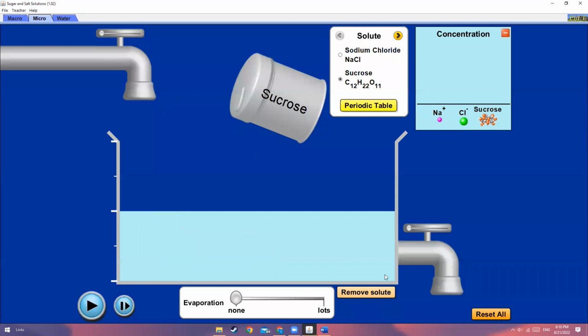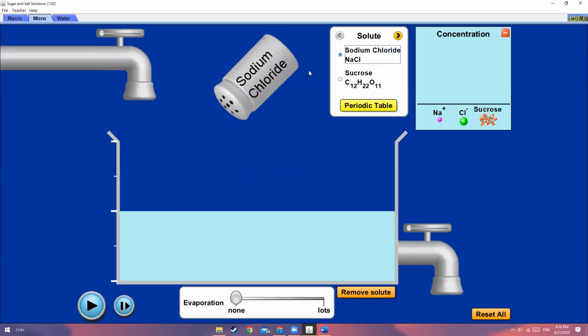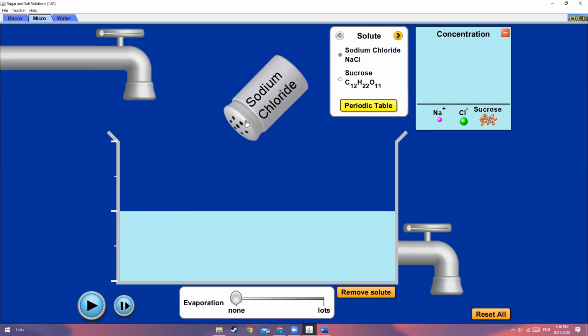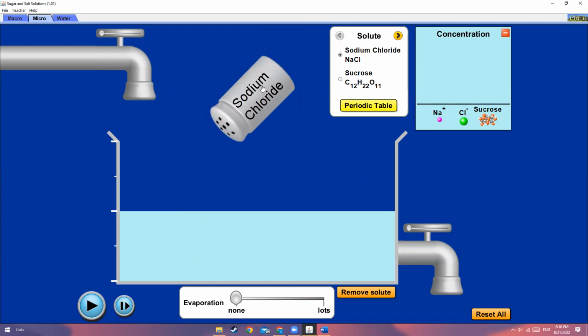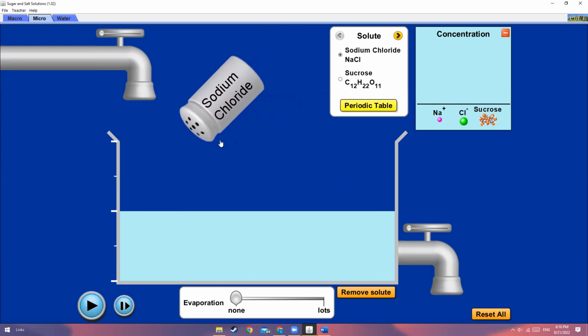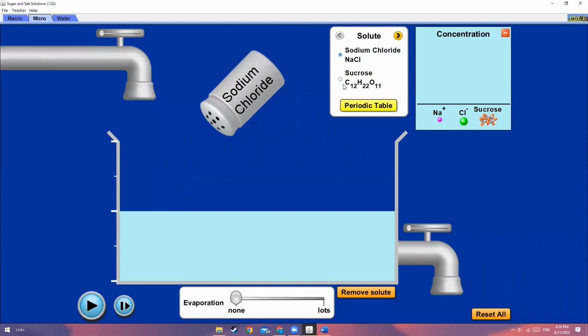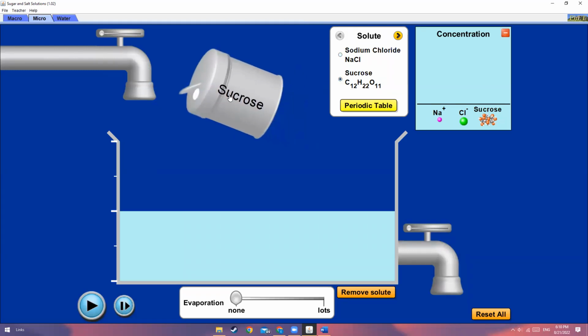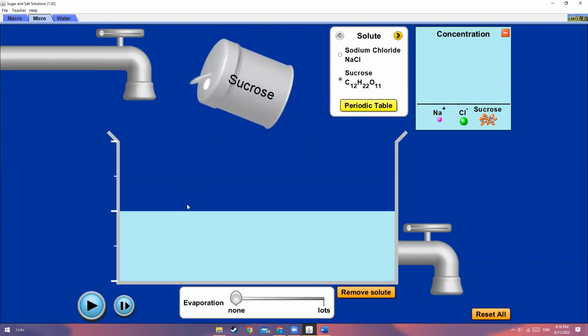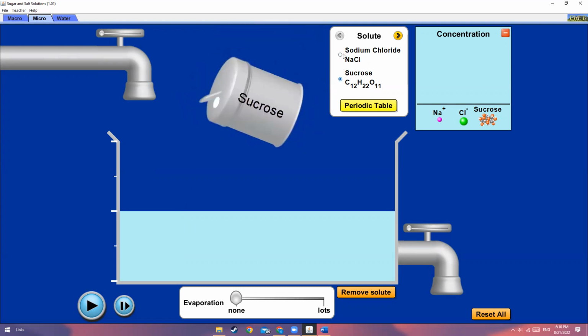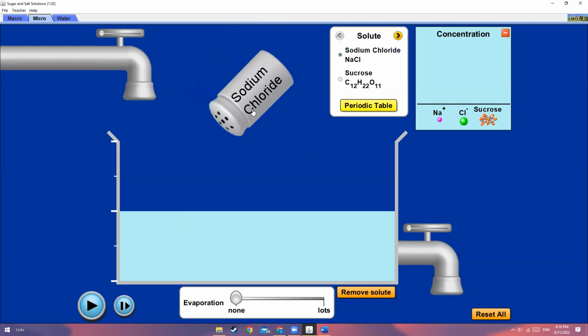So if I remove the solute here, go to salt. It's not letting me. No, maybe not.